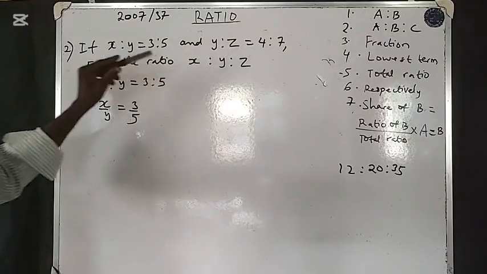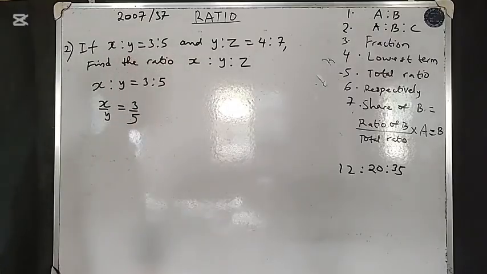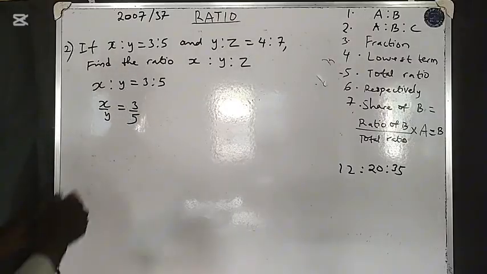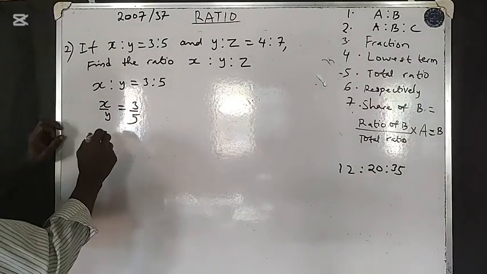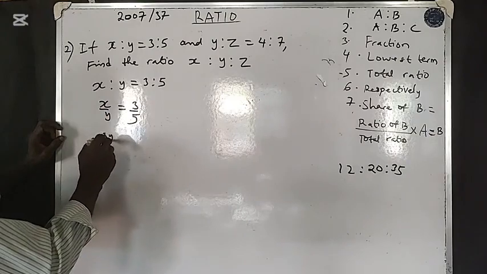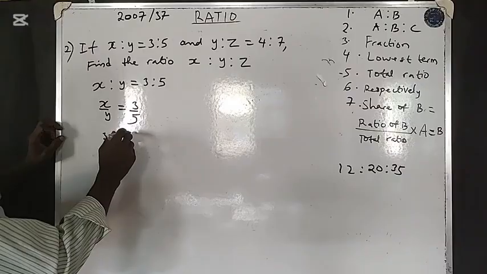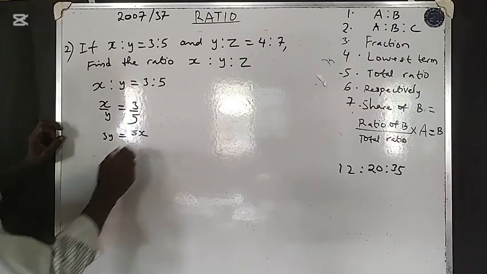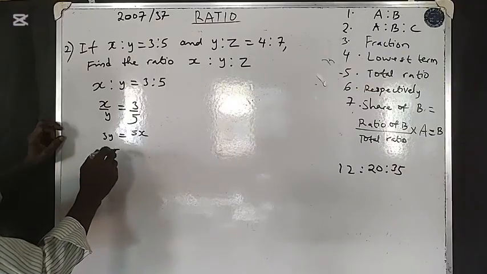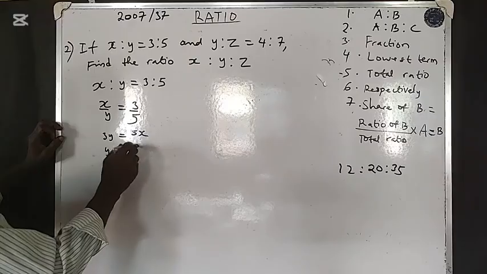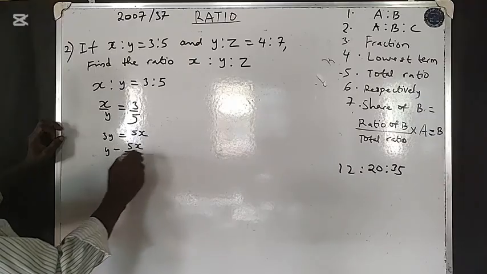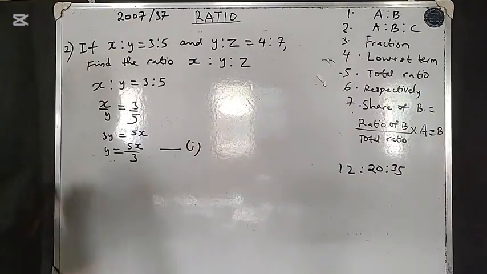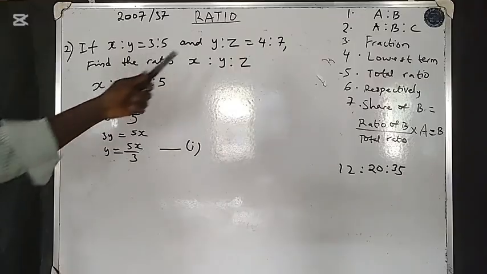If you look at these two, you can see y here, you can see y here, right? Let's make y the subject in both equations. When we cross multiply, we are going to have 3y equals 5x, right? So y will give us 5x over 3. This is our equation 1. Is that okay? Let's go to the second one.